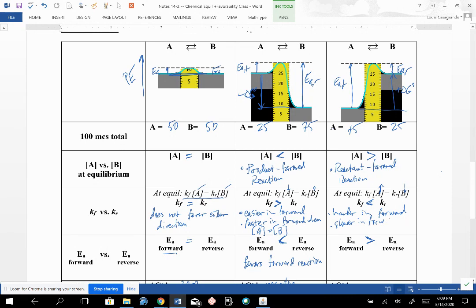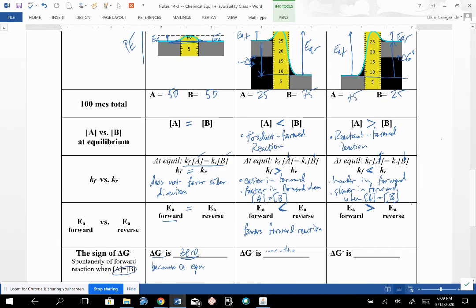when the concentration of A and B are equal to each other. And so having a large activation energy in the forward direction is going to favor the reverse direction, or the reverse reaction. And at the same time, we can see that the delta G naught is going to be positive.